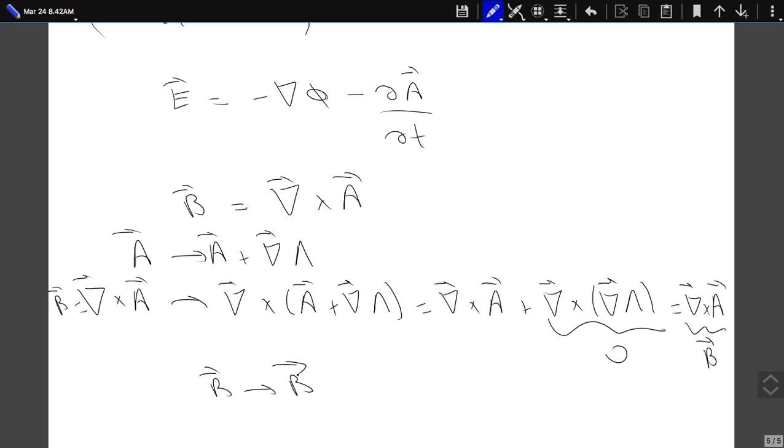And since our physically measurable thing is the B field, I don't really care whether I use A or A plus gradient lambda to describe the B field. They give me the same B field.